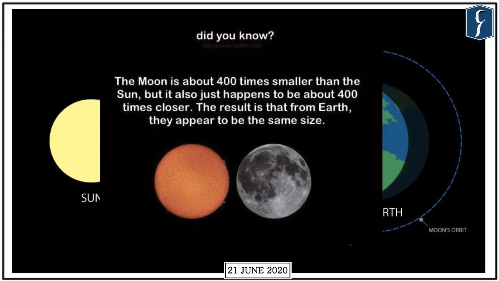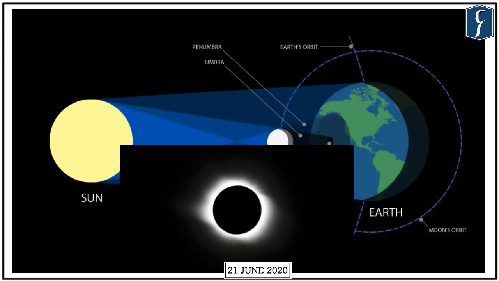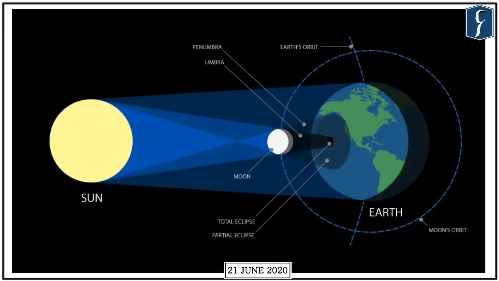And the result is that from Earth, they appear to be the same size, and when the sun and moon and Earth come in a straight line, the moon has the capacity to completely overshadow the sun. And as you can see on this screen, the area where this happens is known as the umbra region. The areas of the world lying in those black shadow regions will observe complete overshadowing of the sun by the moon.